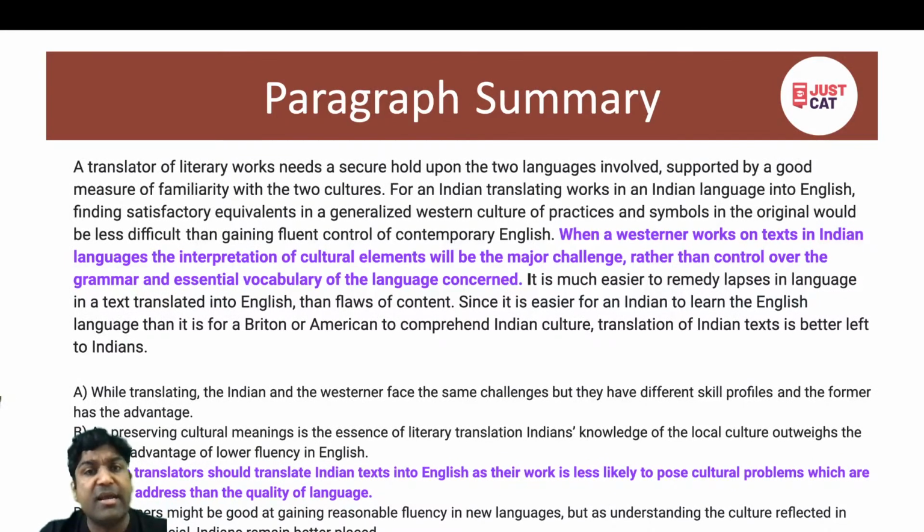What they said was that all the things are important, but lapses in English can be rectified. If you translate something into English, then we can rectify certain things which are written grammatically. It will be refined, but flaws of content will be difficult. But nowhere did it say that preserving cultural meaning is the essence of literary translation, and that Indians' knowledge of the local culture outweighs the initial disadvantage of lower fluency in English.